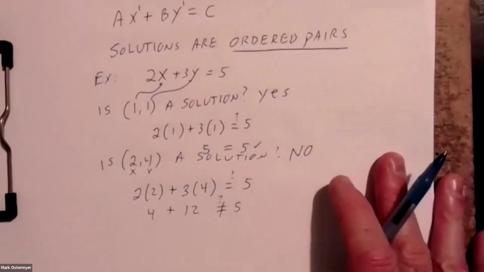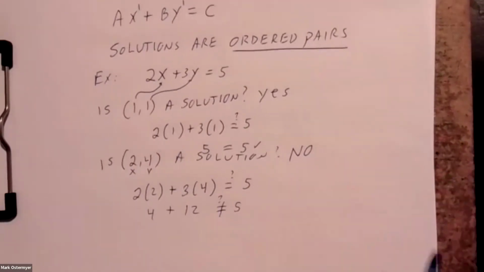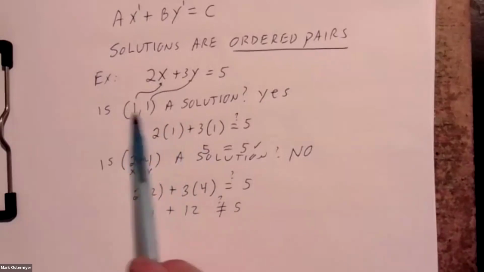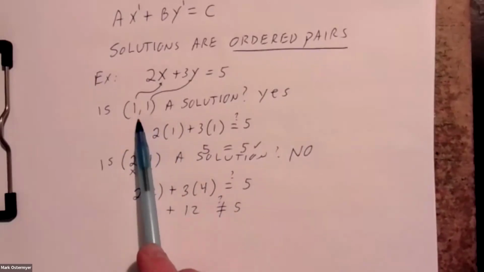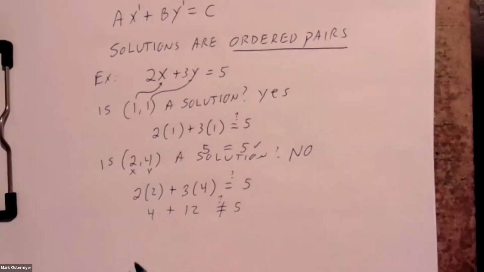Can anybody think of an ordered pair solution to this linear equation? I've given you 1, 1. Are there any others? Or maybe this is it. Maybe this linear equation only has 1 ordered pair solution. I don't know. Can anybody think of another possible solution?